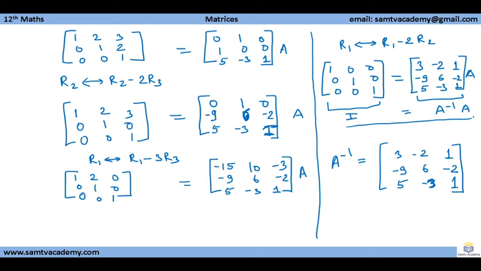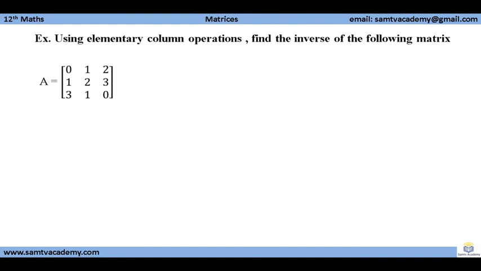Next we will do the same question by column operation. So for column operation, what we have to write? We have to write it like this. A is equal to A I, meaning we have to write I. It is only notation because we are not doing any operation on A, so it will not make any change. Either we write A here or here.